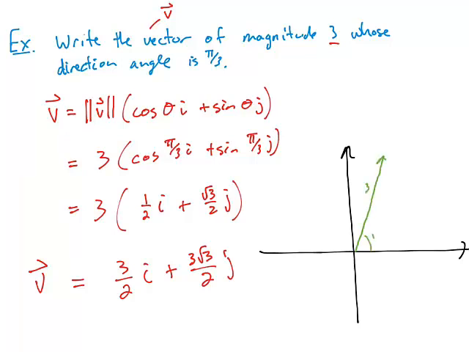So this angle right here is pi over 3. This is telling us what the horizontal component of this vector is and what the vertical component is. The vertical component is 3 root 3 over 2. The horizontal component is 3/2.